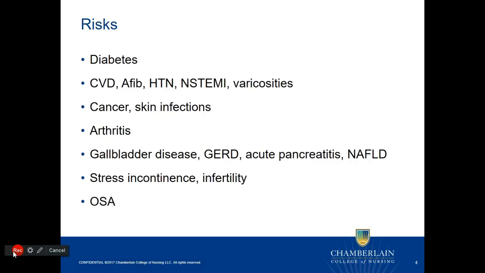The risks from obesity include diabetes, cardiovascular disease, AFib, hypertension, non-STEMI, varicosities, cancer, skin infections, arthritis, gallbladder disease, GERD, acute pancreatitis, non-alcoholic fatty liver disease, stress incontinence, infertility, and obstructive sleep apnea.